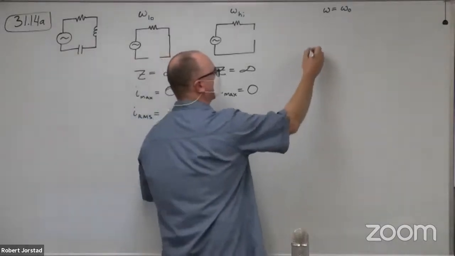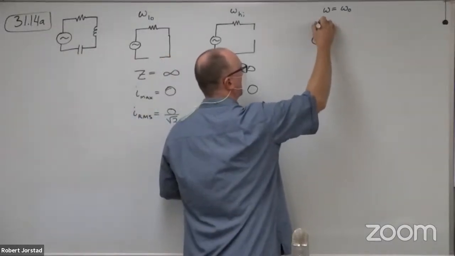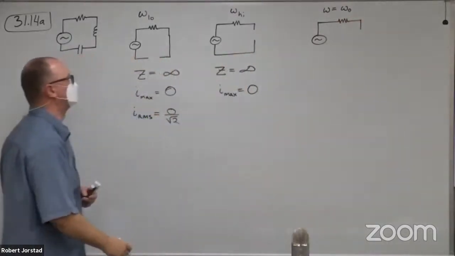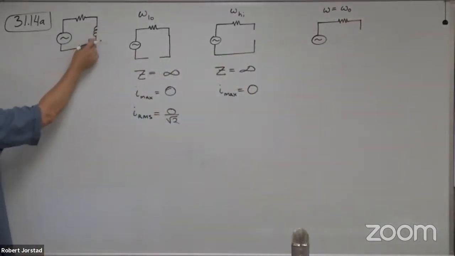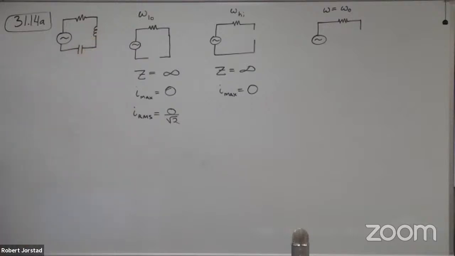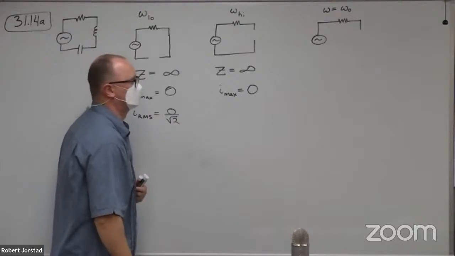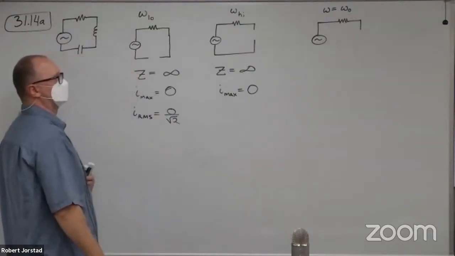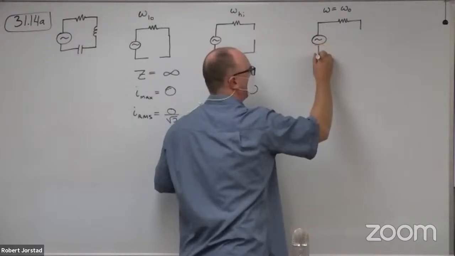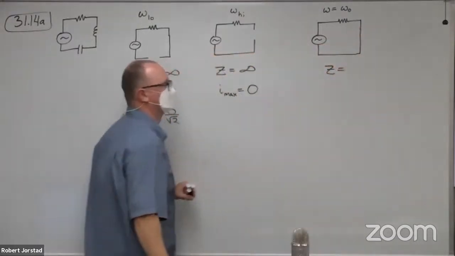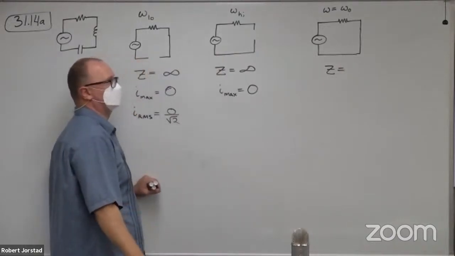All right, at resonance, what does the circuit look like? You have LC. Are they in series or parallel here? Series. So at resonance, an LC in series goes to a short or a break? Short. What's the impedance? How many ohms do you have?